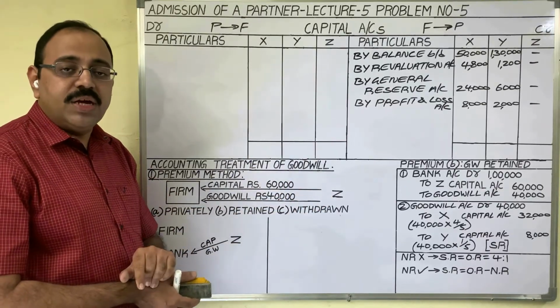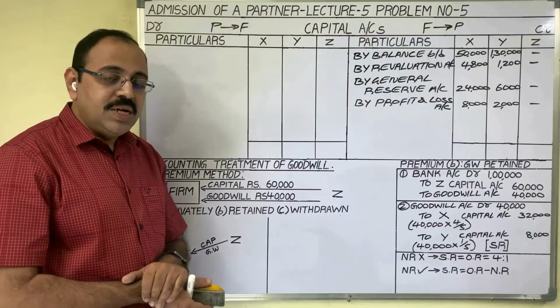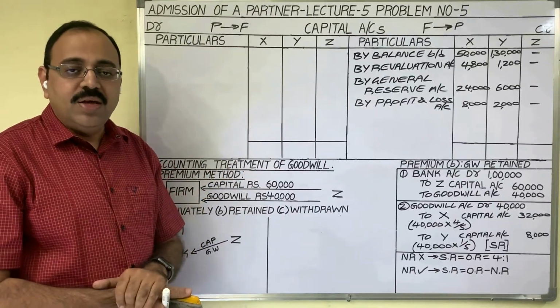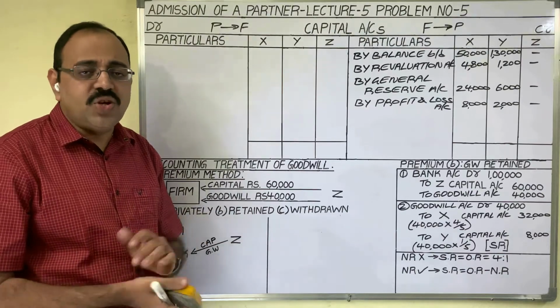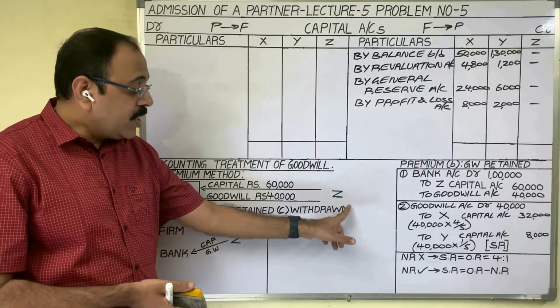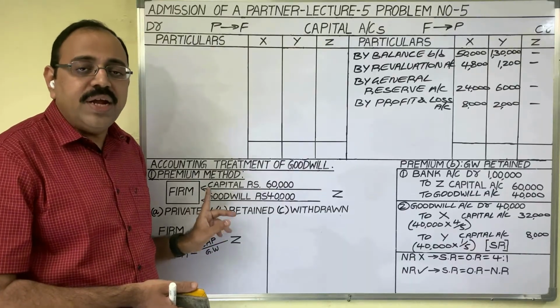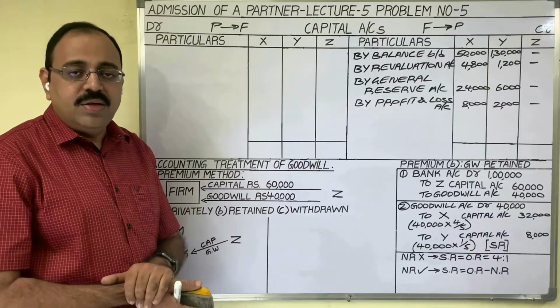Under premium method, we have three sub-methods. Premium A, goodwill paid privately. In the question, that sentence is not given. The new partner should pay the goodwill privately. Therefore, it is not premium A.